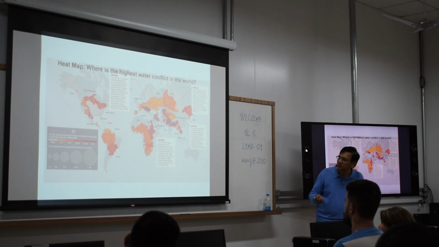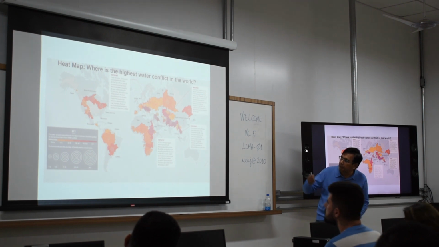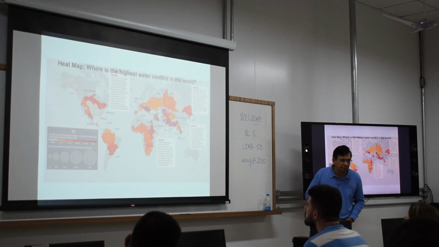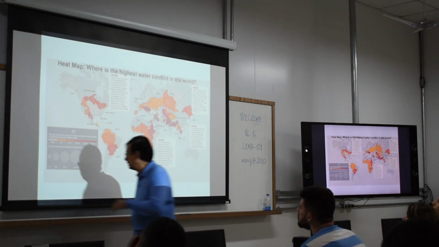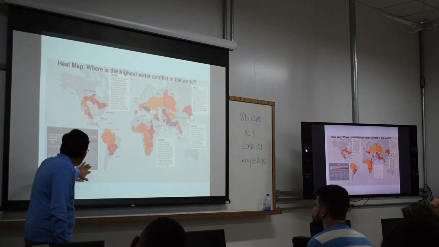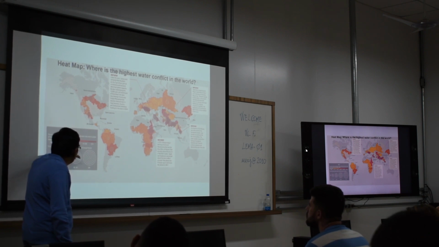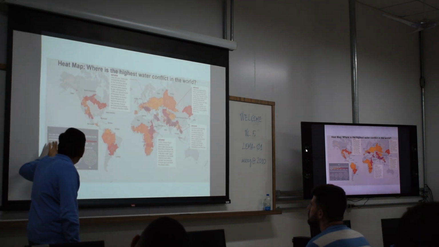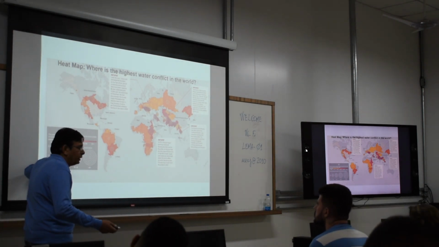What's the meaning of the colors? The colors is how the river basins. Actually, these are the river basins. Oh no, sorry. So the circle represents the number of conflicts. The color represents the period 1980 to 2005. During that kind of number of wars, if you want to call it, actually disputes.